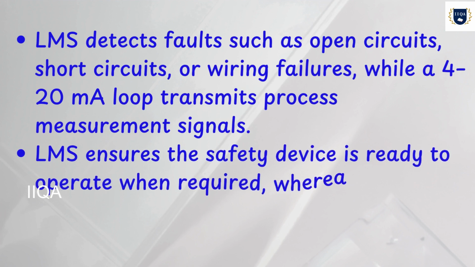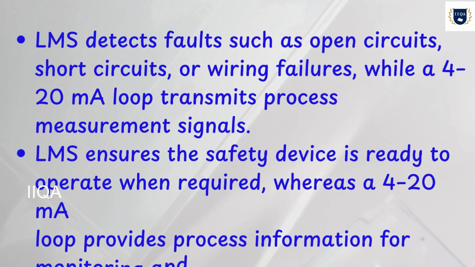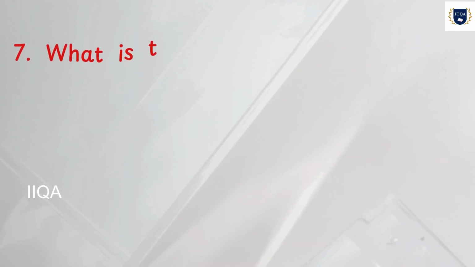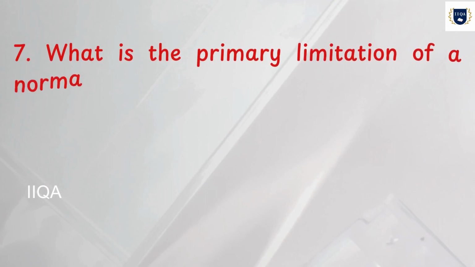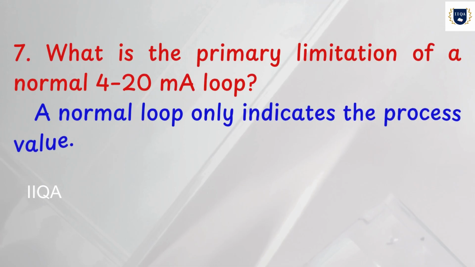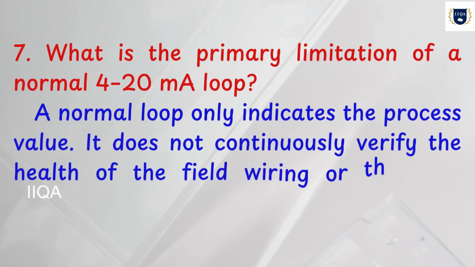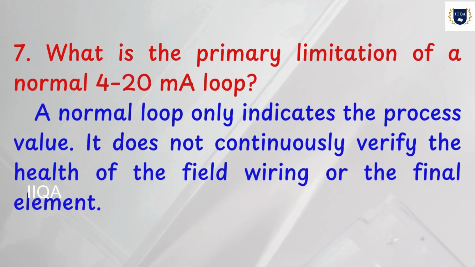LMS ensures the safety device is ready to operate when required, whereas a 4 to 20 milliamps loop provides process information for monitoring and control. What is the primary limitation of a normal 4 to 20 milliamps loop? A normal loop only indicates the process value. It does not continuously verify the health of the field wiring or the final element.